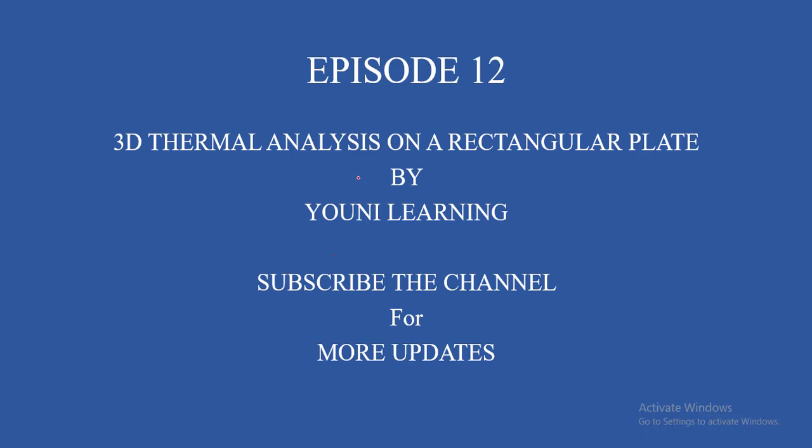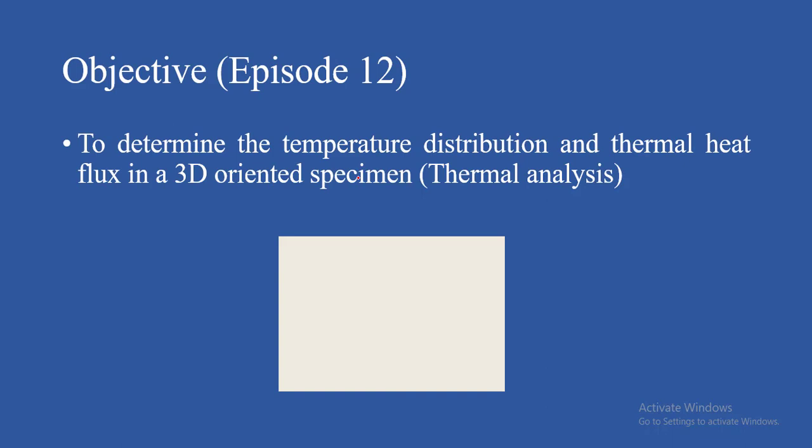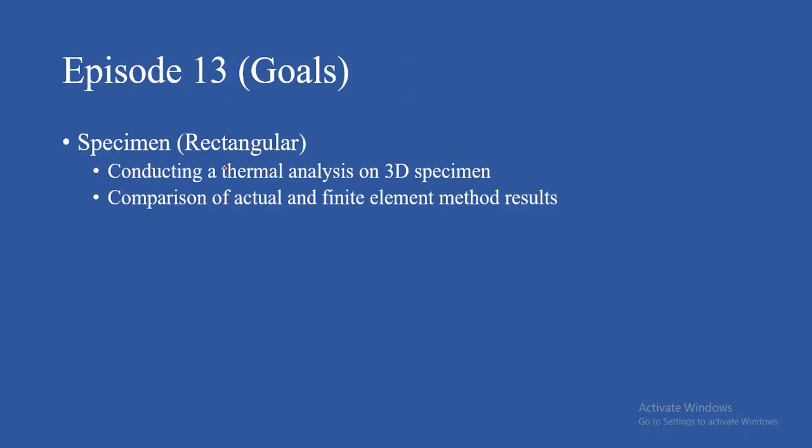Our objective is to understand how the temperature distribution can occur on a 3D specimen and determine the thermal heat flux. We will perform an analytical study and a finite element analysis study on this specimen. The specimen in today's session is a rectangular plate, which is a 3D specimen. We will perform the analytical solution, which is the actual result, and compare it with the finite element method results accordingly.